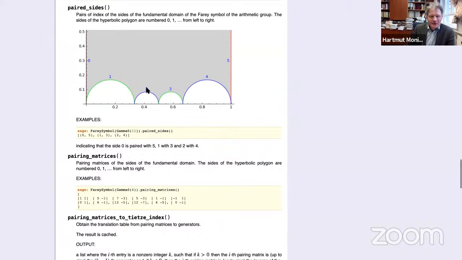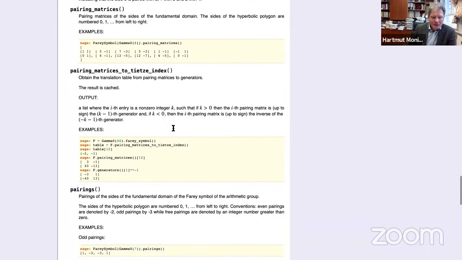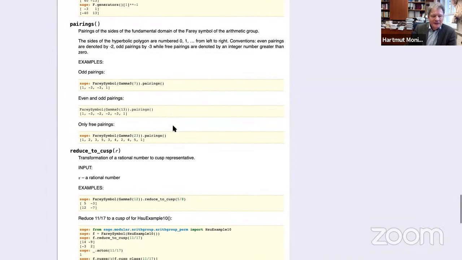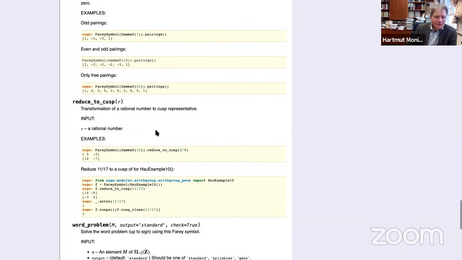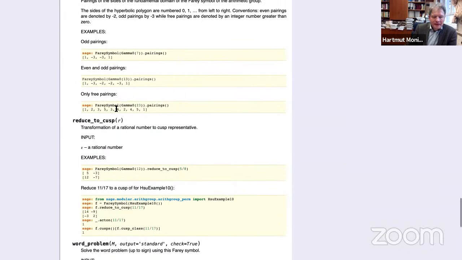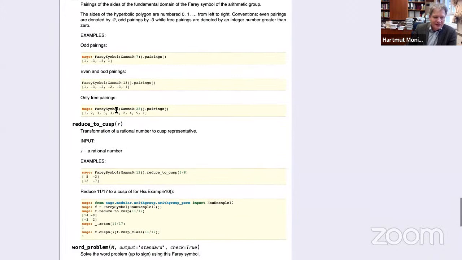All right. The Tietze index I will not talk about because that's more complicated than I want to talk about today. The pairings are basically in the notation of Kurth, who did write the first package in Python, which was, you know, sort of not so helpful. I will not discuss the odd and even pairings here in more detail. That you will see later.